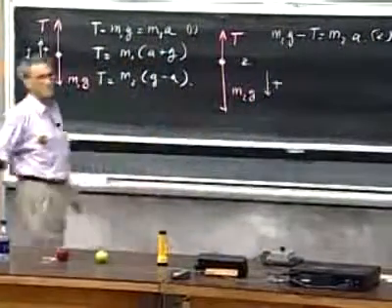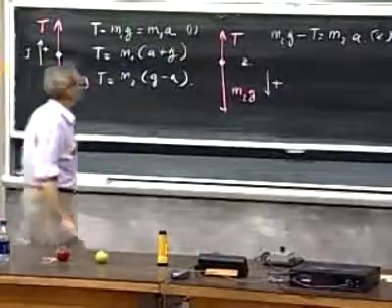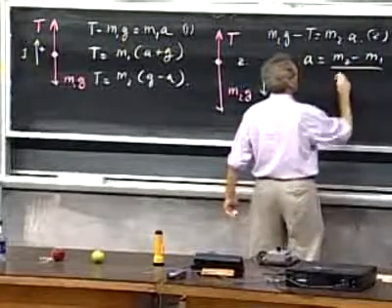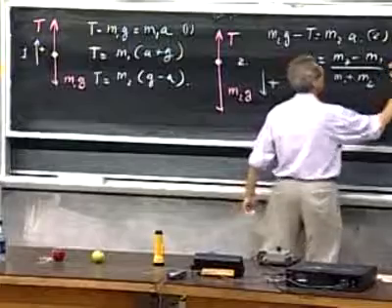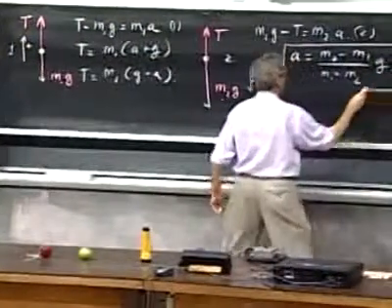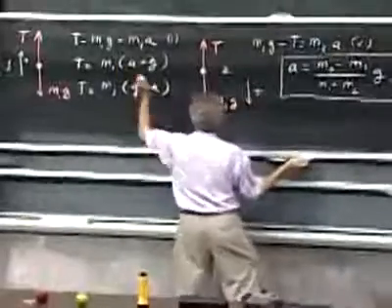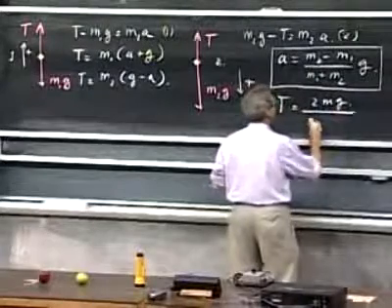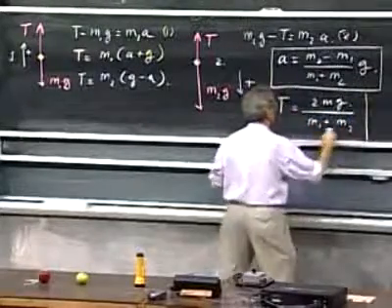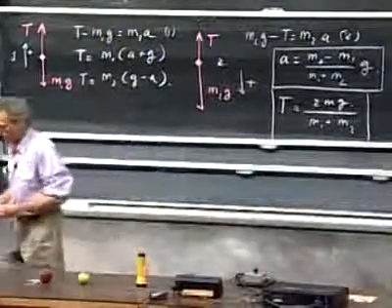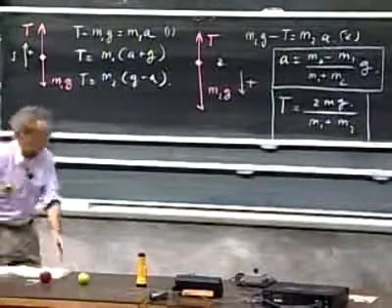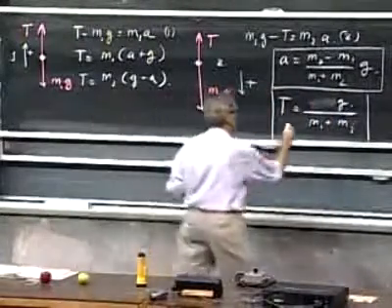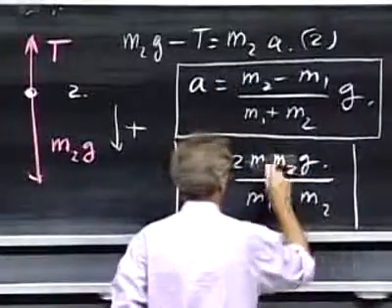You immediately lose your T, and you get that the acceleration a equals (m2 minus m1) divided by (m1 plus m2) times g. And you substitute that a in that equation, and you'll find that the tension equals 2m1m2g divided by (m1 plus m2). This is very easy for you to verify.